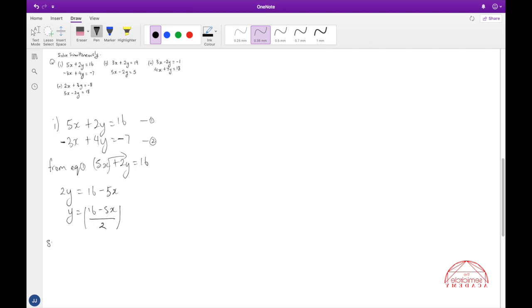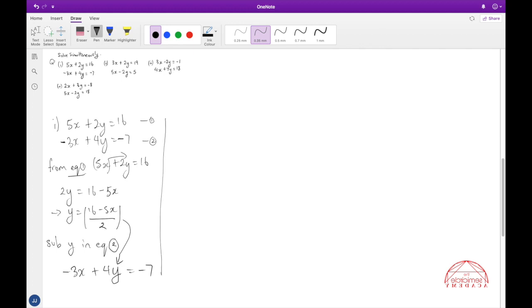I have an expression that represents y. So I am going to sub y in equation 2, right? Because I used equation 1 to get this in the first place. So I'm going to take this and sub it in equation 2. So what is equation 2? Negative 3x plus 4y is equal to negative 7. So wherever I see y, I am going to put this expression here, 16 minus 5x, right?